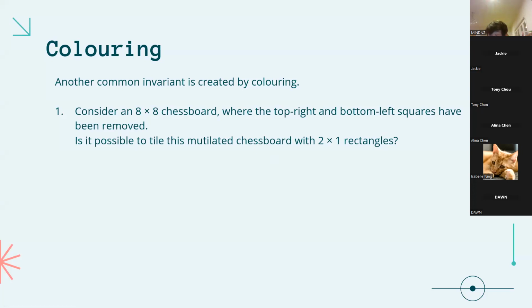So far we've seen invariance between just numbers, sum of numbers. We've also seen invariance between the remainders of numbers after division. This time we'll consider invariance created by colors. Nothing special about colors, it's more just labeling things with colors. So you could label them with A, B, C, D instead of colors, but normally people use colors.